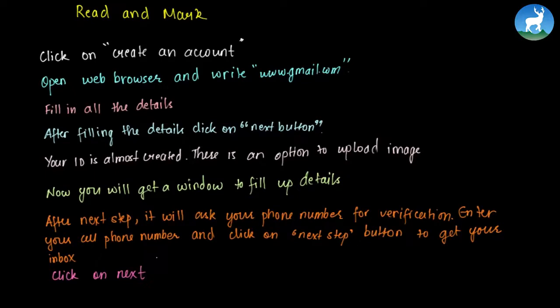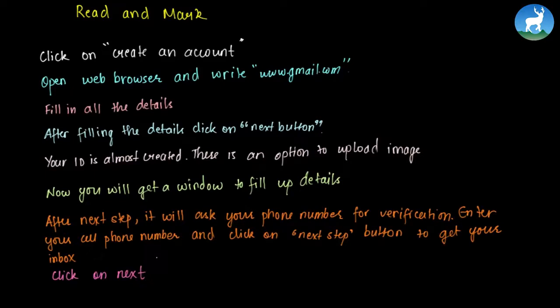Fill in all the details. So this must be in between somewhere. After filling the details, click on next button. So this must come after this. So this sentence must come after the third one. Your ID is almost created. There is an option to upload image. So this should come towards the end.